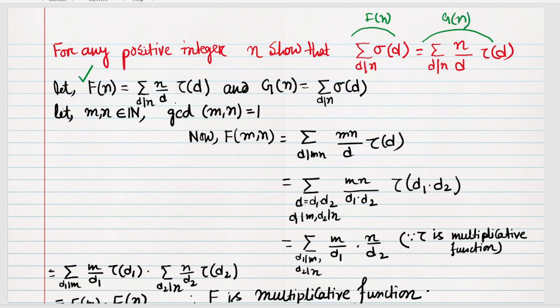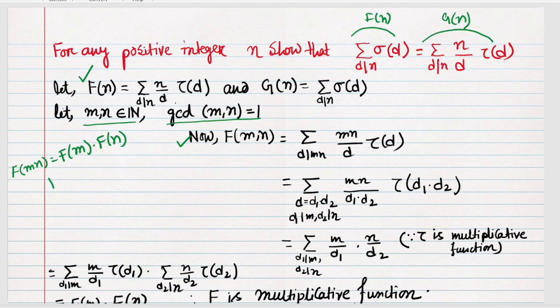So we take f of n and g of n, where m and n must be natural numbers and the GCD of m and n is 1. In the first place, we'll try to prove that f of n and g of n are multiplicative. By the definition of multiplicative, if m and n belong to the natural numbers and the GCD of m and n is 1, it must satisfy the property f of mn equals f of m times f of n. So we have to show this for f of n, which is the sum of sigma of d over d dividing mn by d tau of d.